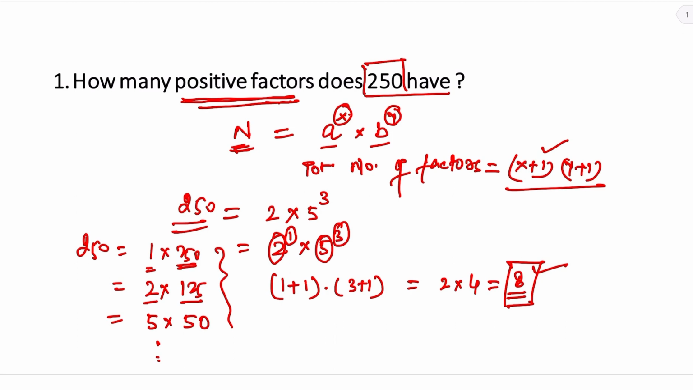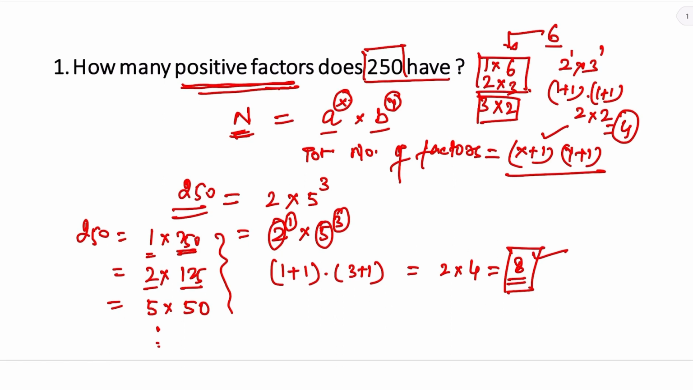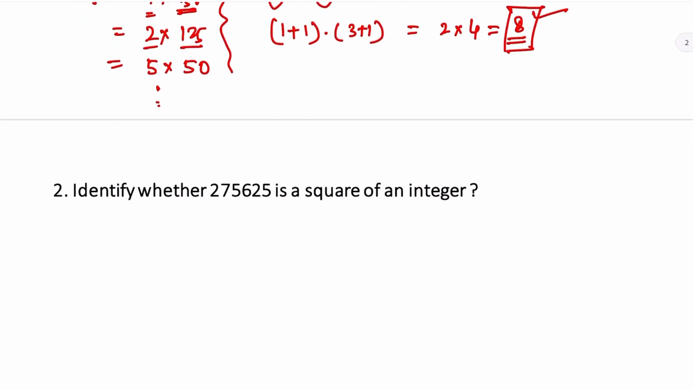For example, if we need to find the total number of factors of 6, how much will it be? 2 into 3, so each has power 1. So 1 plus 1 into 1 plus 1, that means 2 into 2, that means total 4 factors are there in case of 6. We can also check: 1 into 6, 2 into 3, 3 into 2. So these are the same. So there are total 4 factors. Now this is the concept. You need to memorize it. Now we will move to the next question.